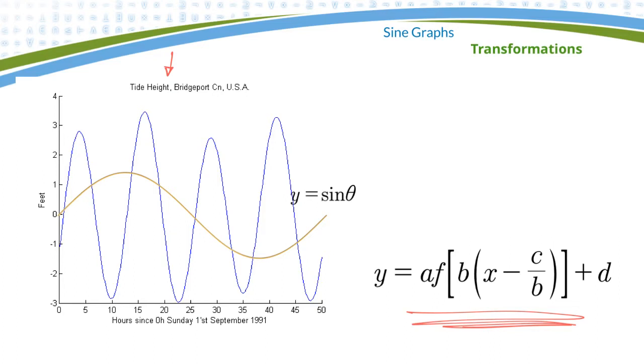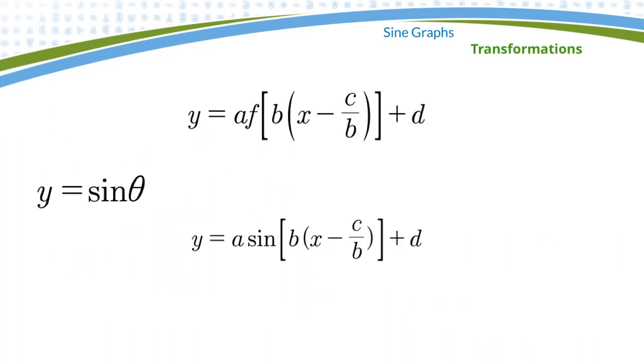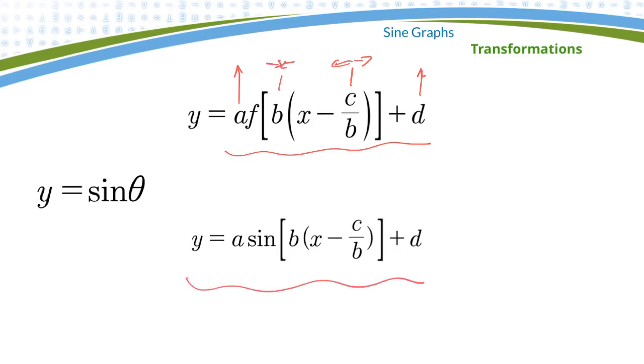And it turns out that that is all about transformations. And we've seen transformations before. This top one here, we've looked at these transformations and seen that A was a vertical stretch, D was a vertical translation, and then C was a movement left or right, and B was something that squished things left to right. And it turns out that in a sine graph, you have the same kind of thing that happens.